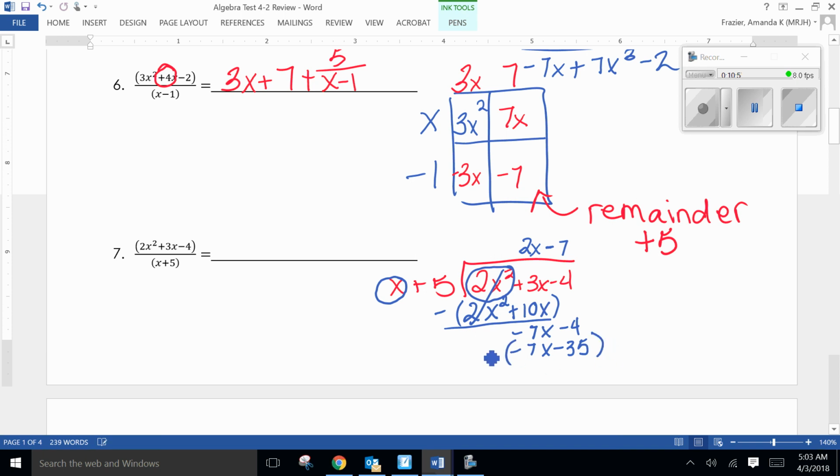And I'm subtracting all of that. So negative 7x minus negative 7x is 0. Negative 4 minus negative 35. If it helps you, go ahead and change this. So it's really like I'm adding 35. Is 31. So I have a remainder. So when I write my answer, I should have 2x minus 7 plus 31 over x plus 5.